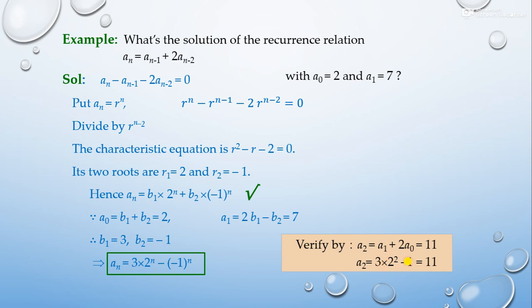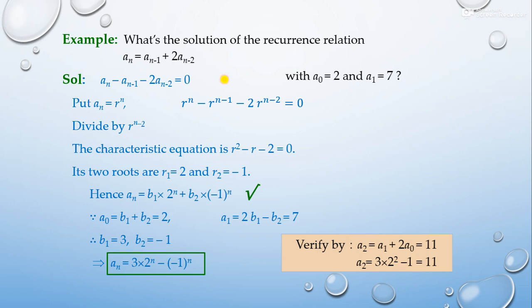So when you calculate it, you will get 11. You see that both from the recurrence relation and from your solution, you will get a2 equal to 11, right? So you can say that this is the correct solution of this recurrence relation.